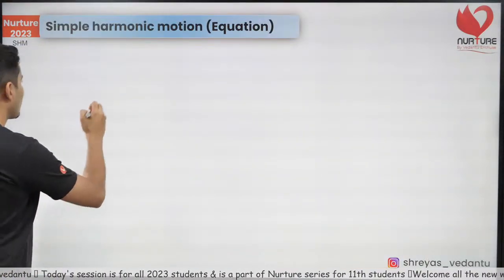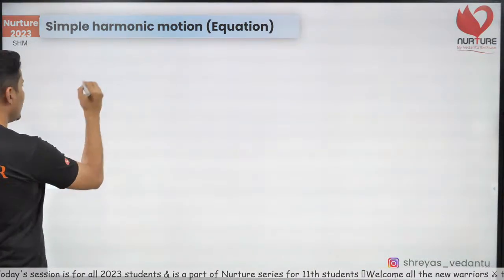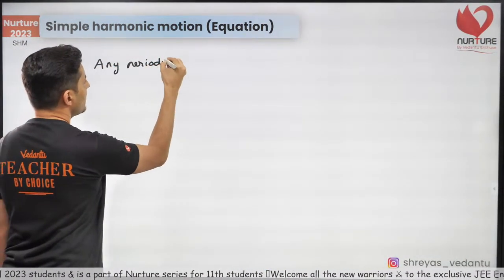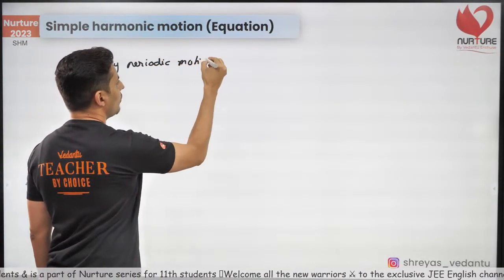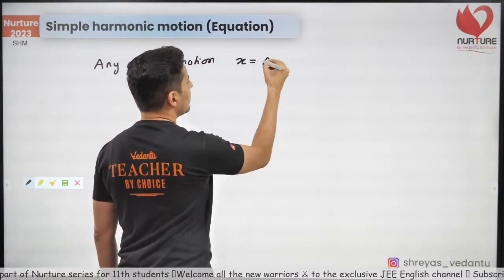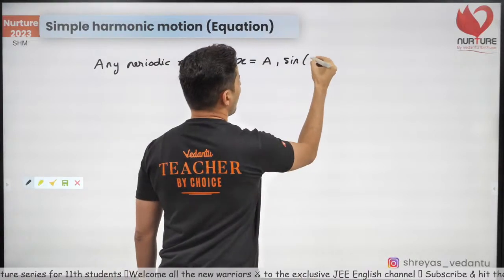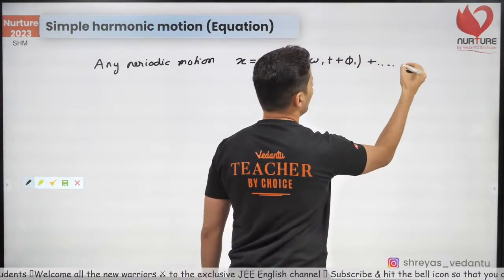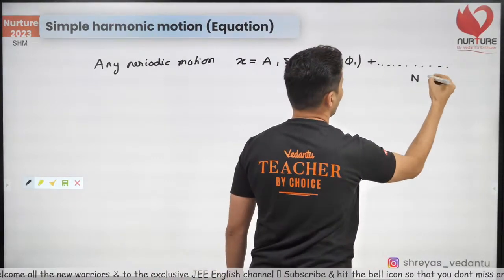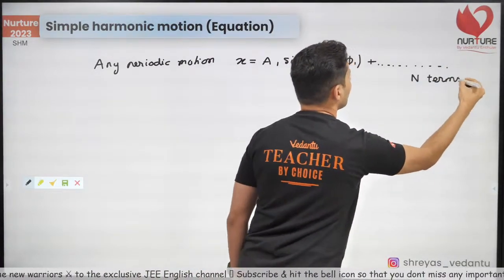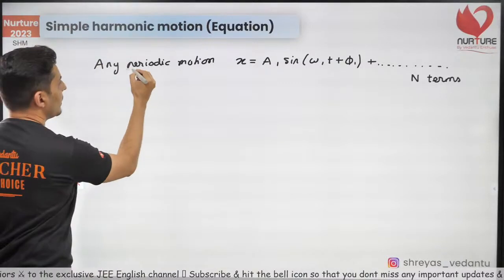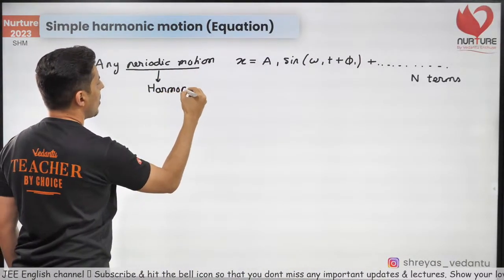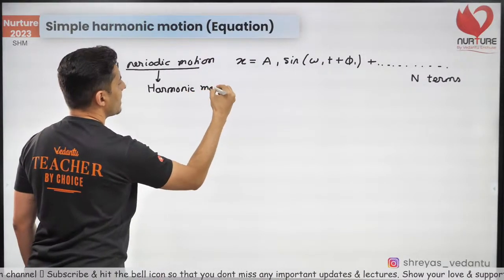We just saw that any periodic motion would look something like this: X is equal to A sine omega 1 t plus phi 1 plus more terms over here. So there could be n number of terms. This is periodic motion, which I also called harmonic oscillations or harmonic motion.